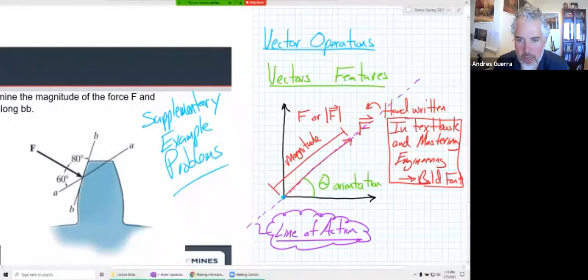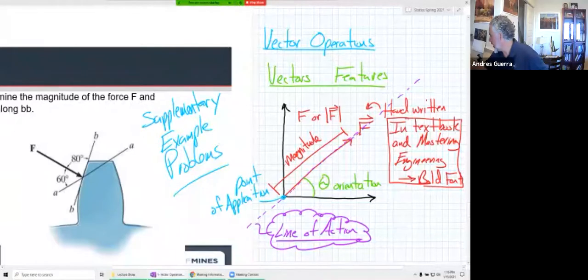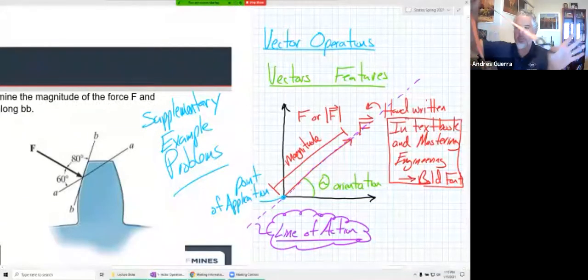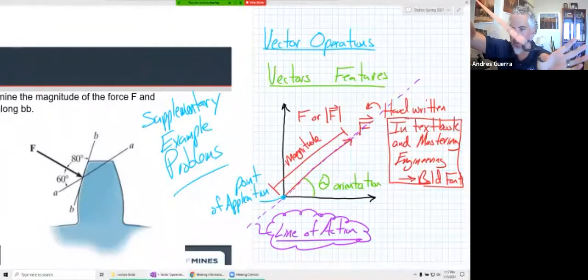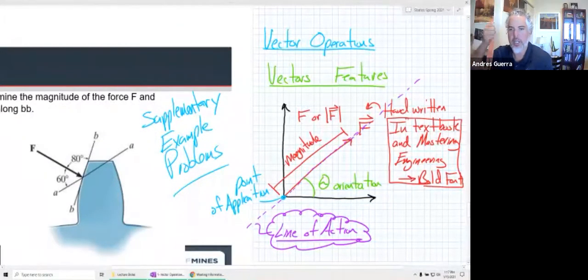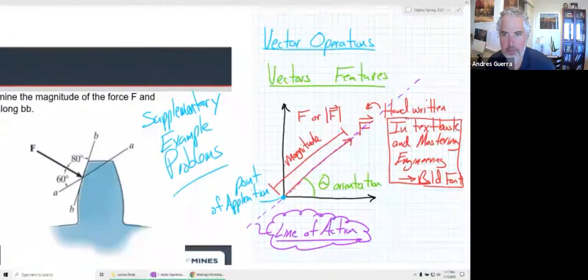And then there's one more thing I want to point out, and that's the point of application. The point of application is just saying where that force is applied, where it is acting. So if I had a strap here and I was pulling on my hand, here's that force vector. Where's the point of application? It's at my thumb. That's all we're talking about there: where that force is acting, particularly right there.